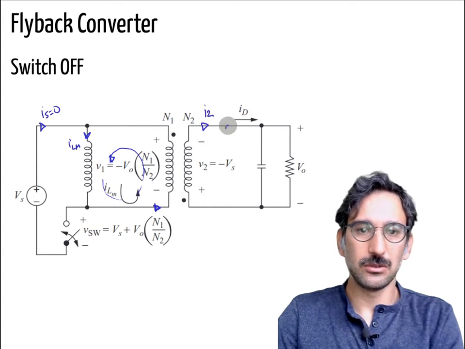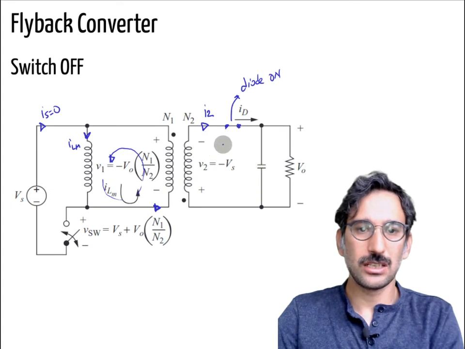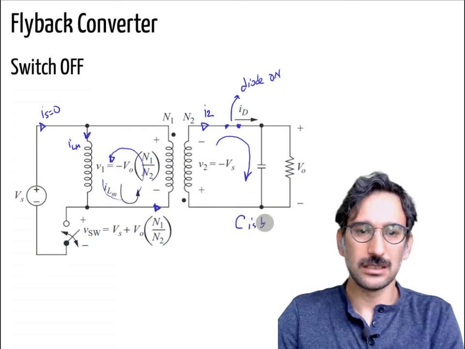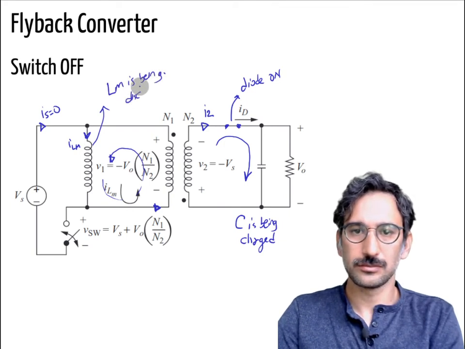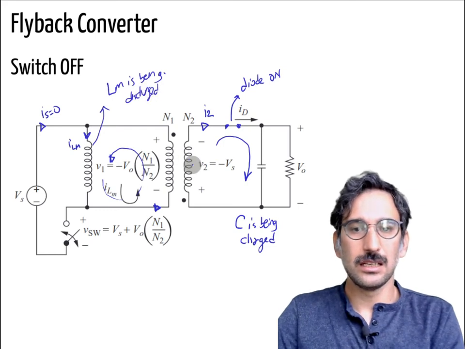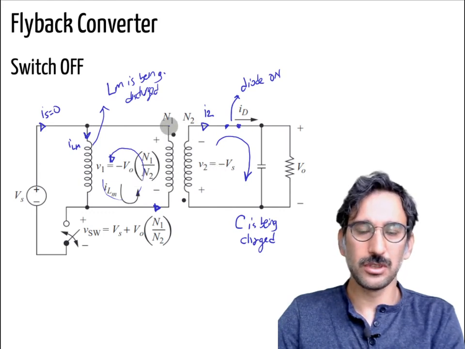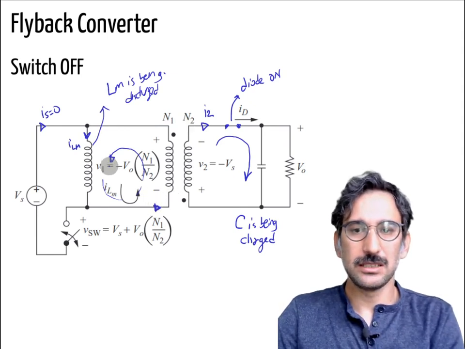and you have the diode here, so the diode becomes on, and suddenly you are charging. Now capacitor C is being charged, and LM is being discharged. Again, the voltage level here will be proportional to N1 and N2, and we will derive that in a minute. But at least, please try to understand what's happening.